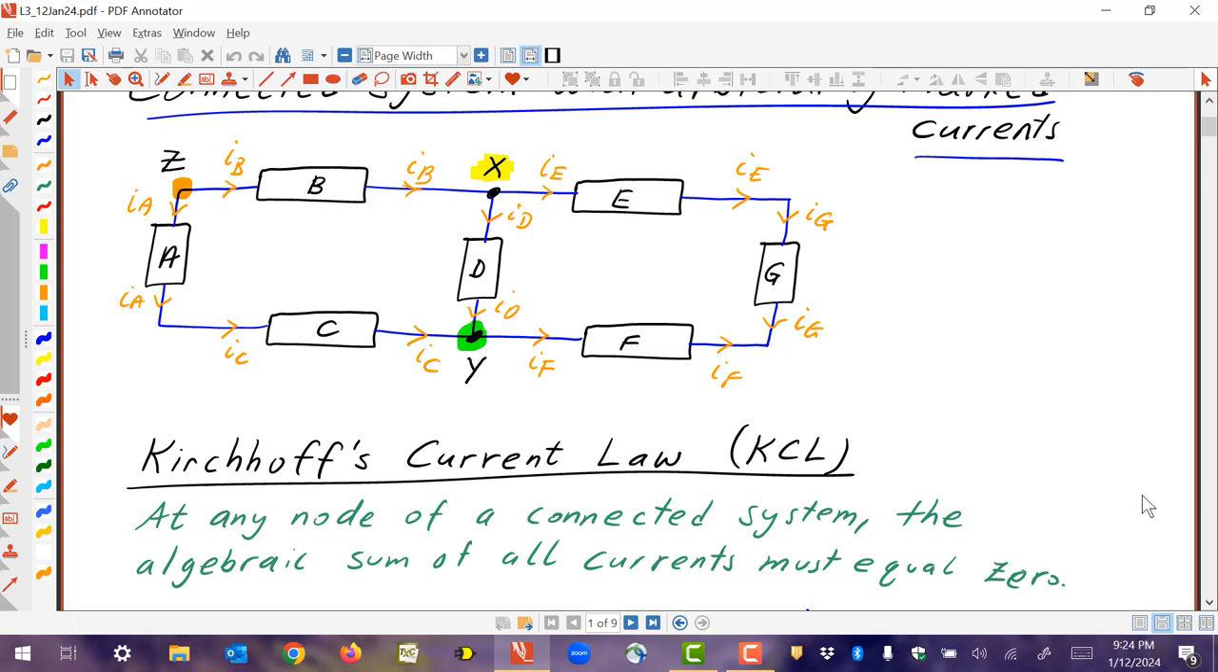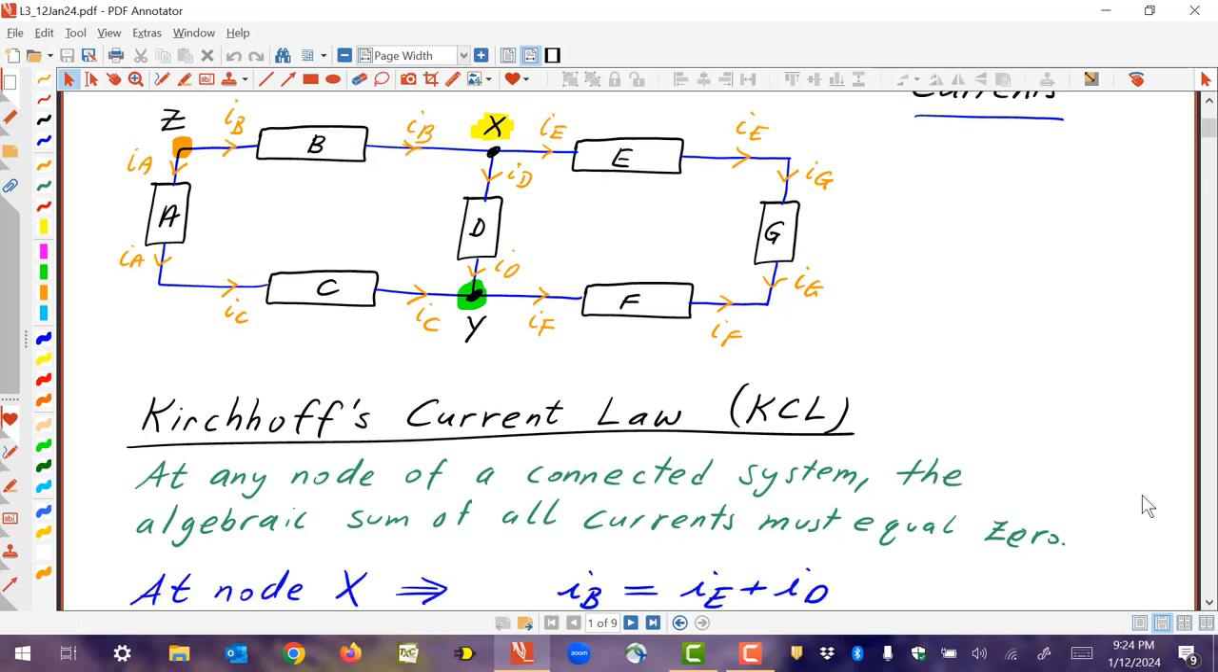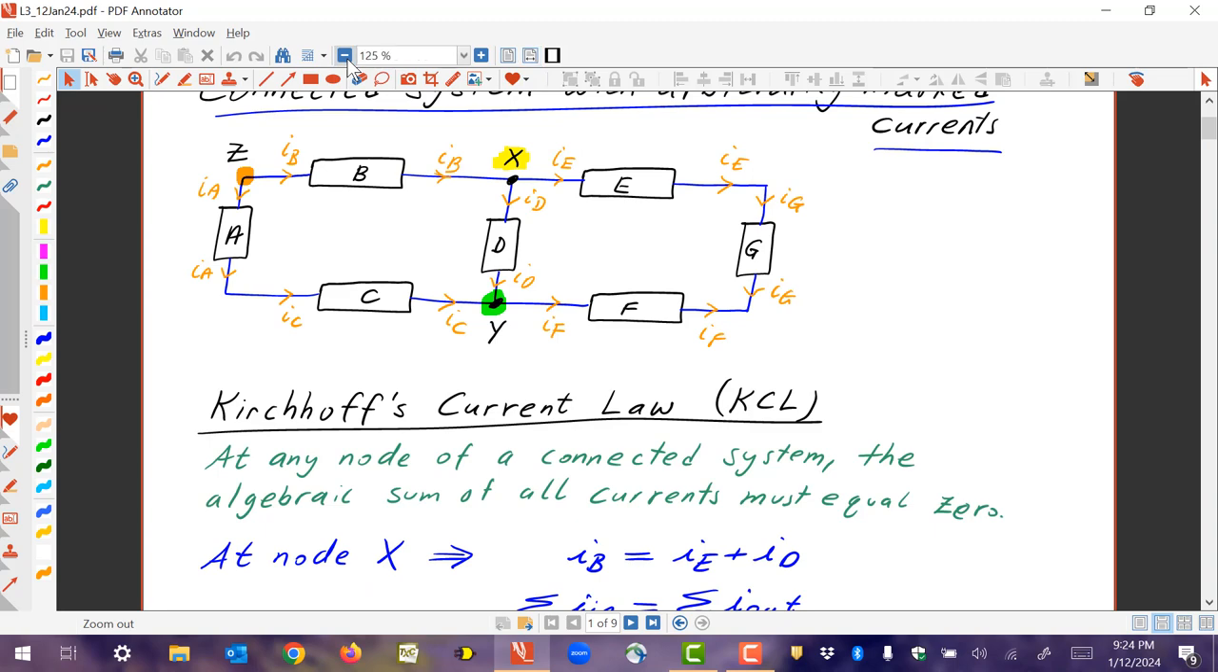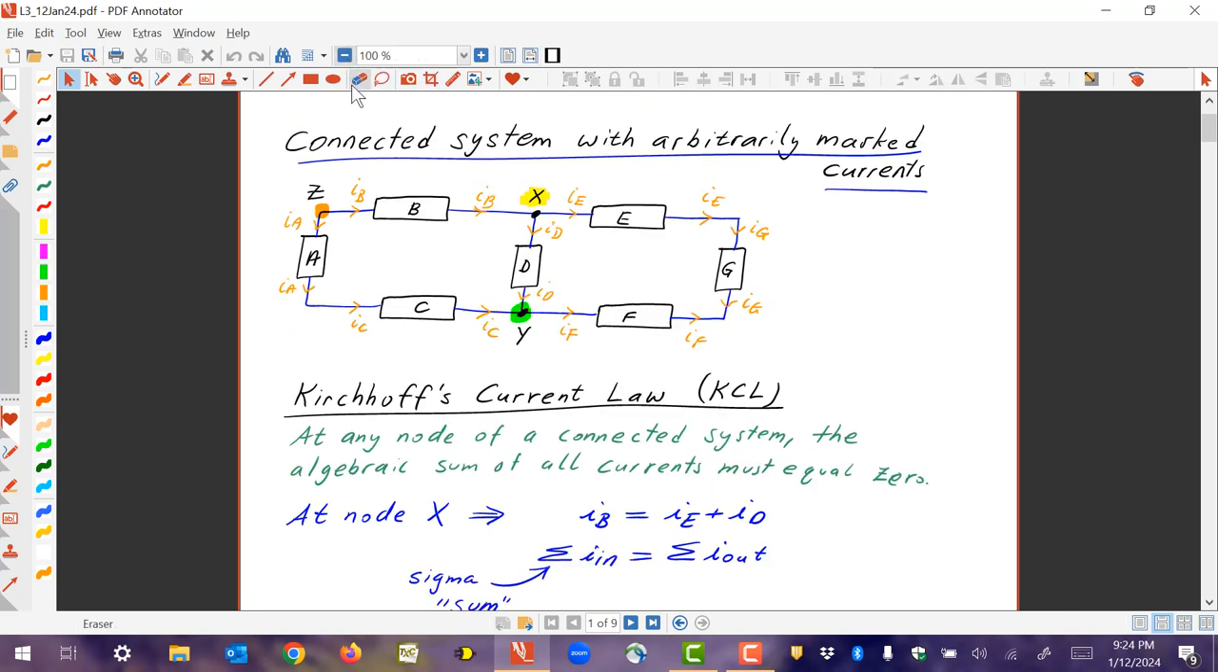Some currents are coming in and some currents are going out. They have to be balanced. So this is really a balance equation in terms of the currents. What goes in must come out, right? The sum of what goes in must equal the sum of what comes out. When I say sum, I mean S-U-M, total, right? So for example, let me make this window a little smaller so you can see both the diagram and what I've written down. Okay, so let's say we go to node X.